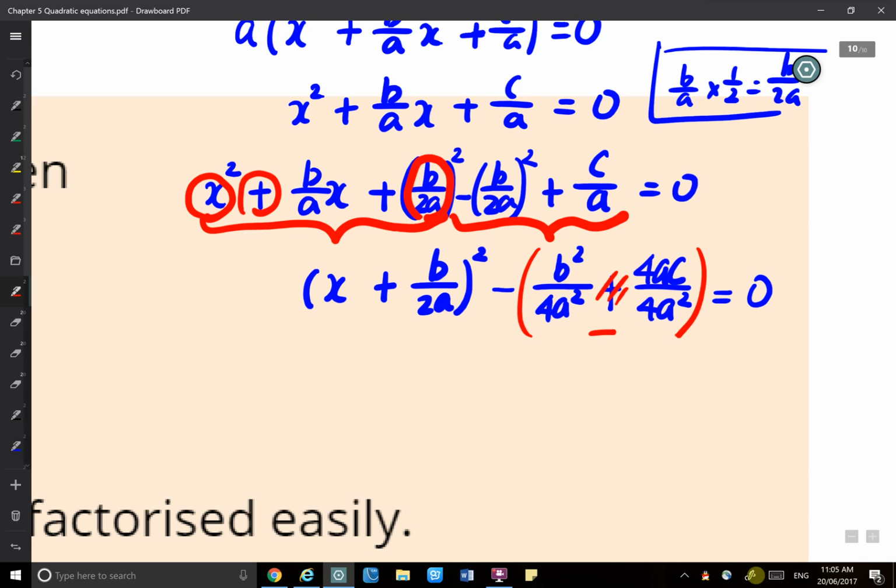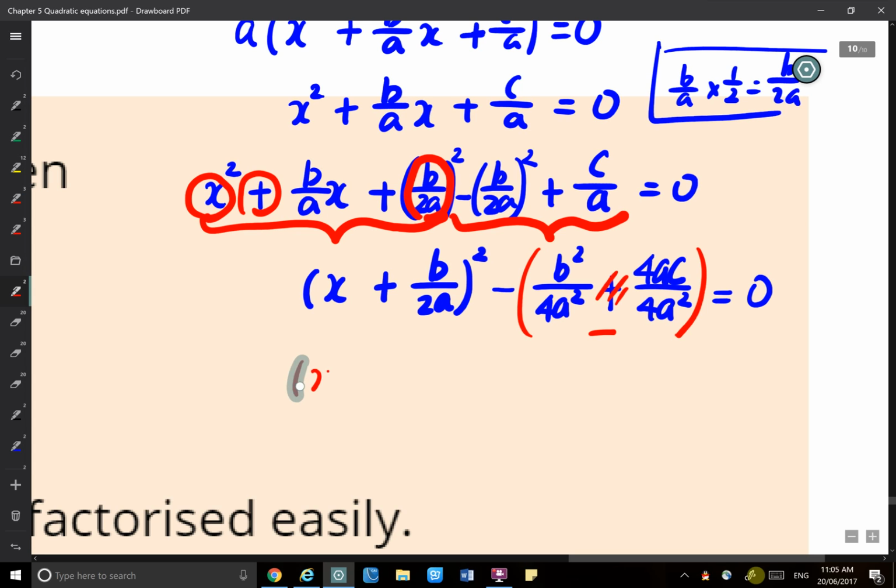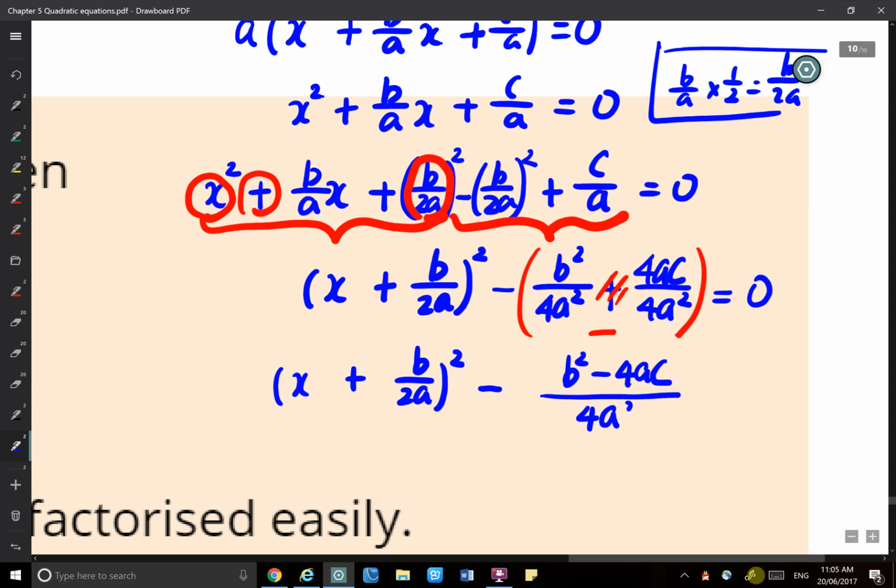Okay, so the next thing will be x plus b over 2a squared minus b squared minus 4ac over 4a squared equals 0.